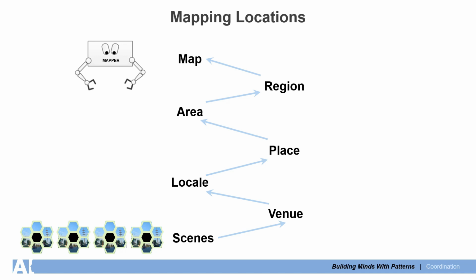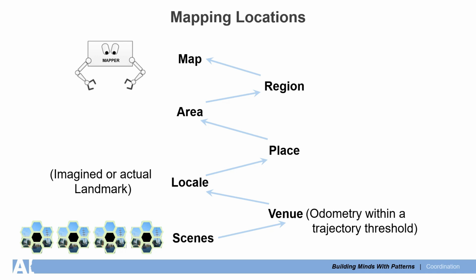There may be several background scenes of a particular venue or landmark. The venue represents the odometry of the robot within a particular trajectory and time threshold. A locale is an imagined or actual landmark. There are multiple venues per locale.